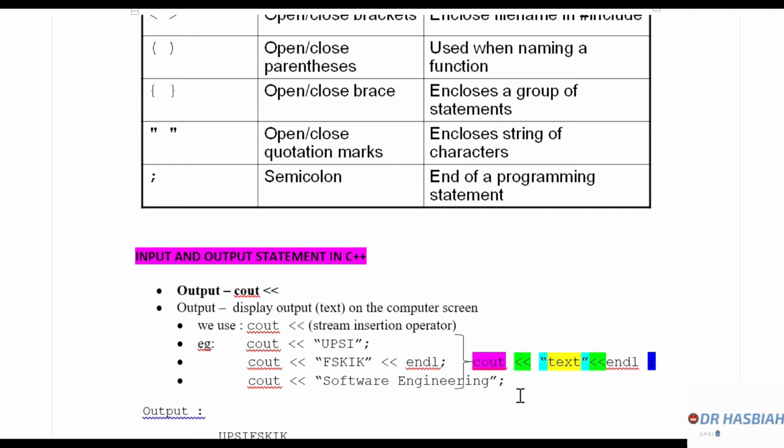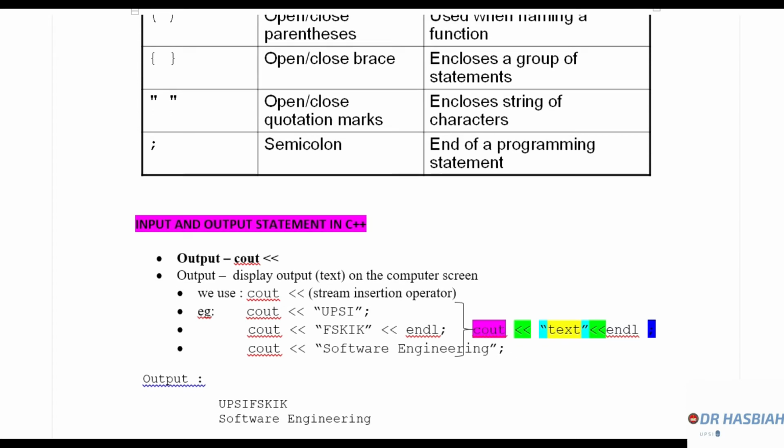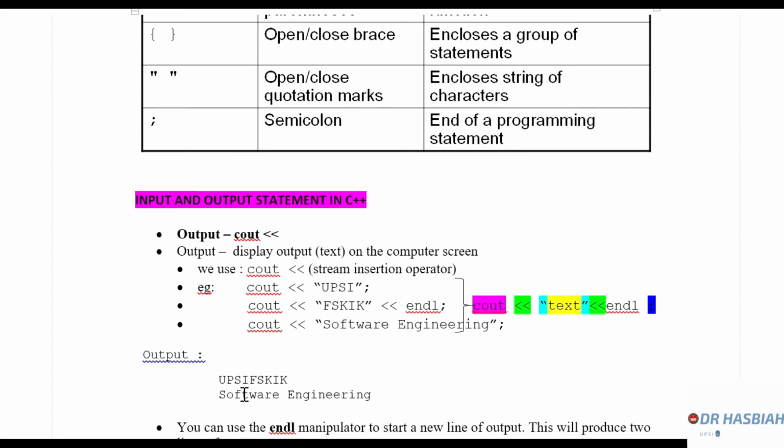So now, let's say you compile, you will get this output. First oopsie, then we have the escape here. Because you don't have any end line, the words will combine together here, oopsie and escape. But for the escape here, I put the end line, meaning the cursor will move to the next line, and then when you compile, software engineering will be on the next line. So this is the cout statement.